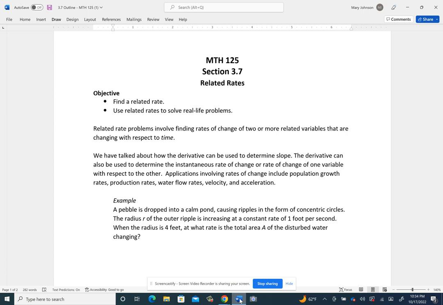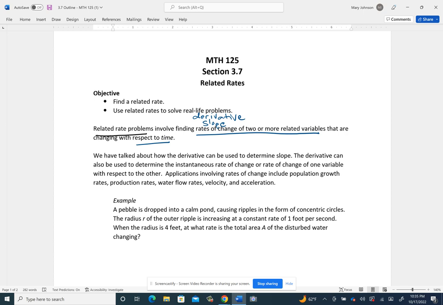All right, so on this one, we're trying to deal with a type of problem called a related rate problem. Related rate problems involve finding rates of change of two or more related variables that are changing with respect to some third variable, like time, typically. Now, that idea of rate of change, that's the idea of slope, okay? And you know slope is related to derivatives. So that's why it's in chapter 3, because it's related to derivatives. You have to understand how to do a derivative.